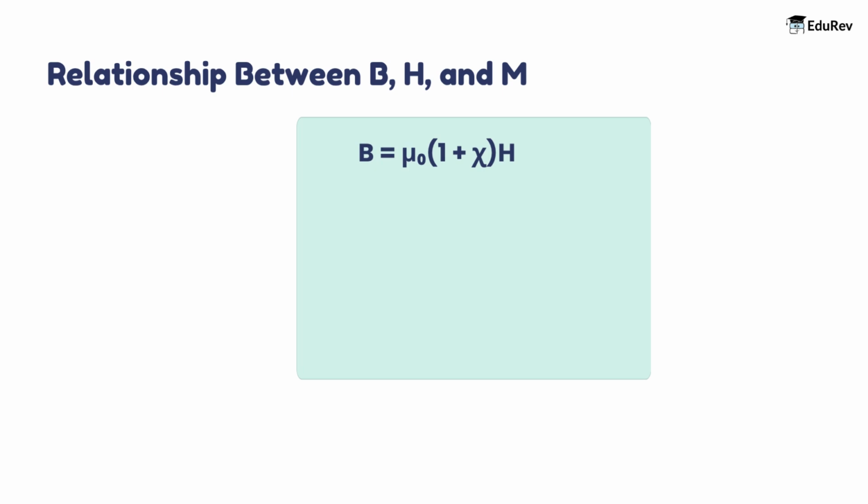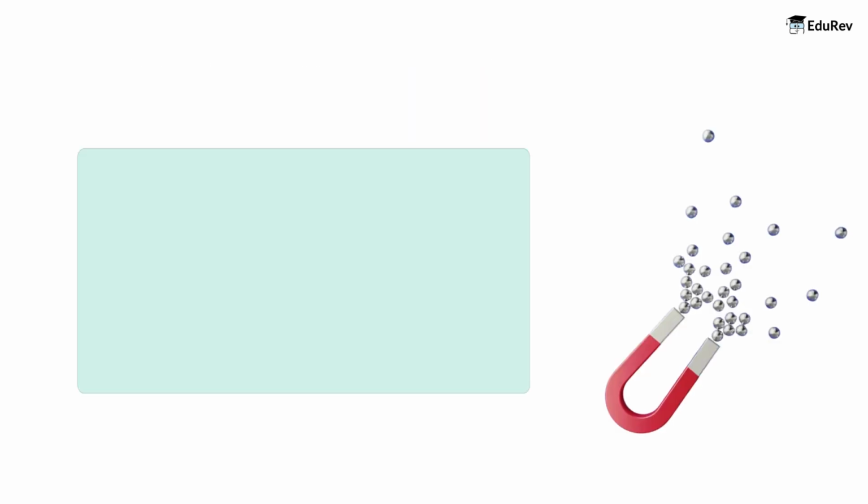We define relative permeability, denoted by mu r, as mu r equals 1 plus chi. So, the magnetic field can also be written as B equals mu naught times mu r times H. Finally, the magnetic permeability of the material, denoted by mu, is mu equals mu naught times mu r, which is also mu naught times 1 plus chi.